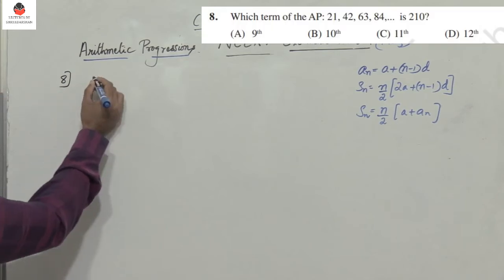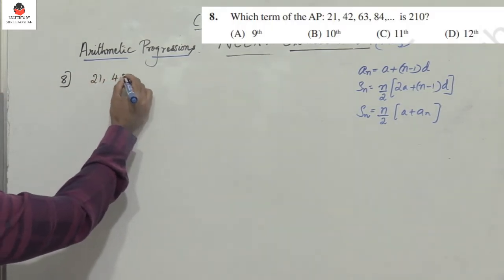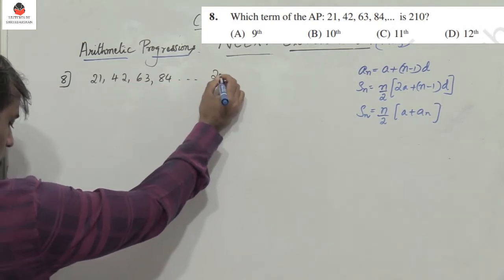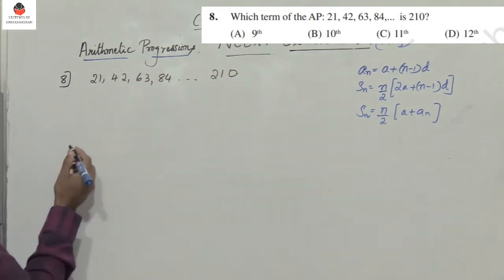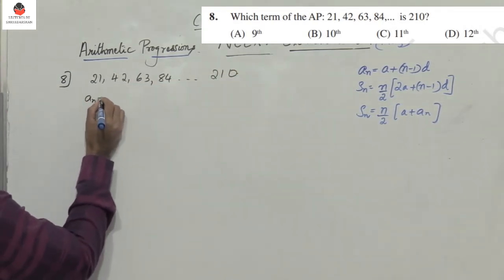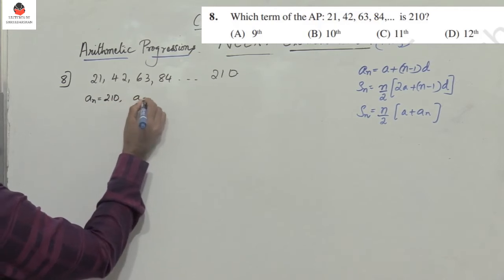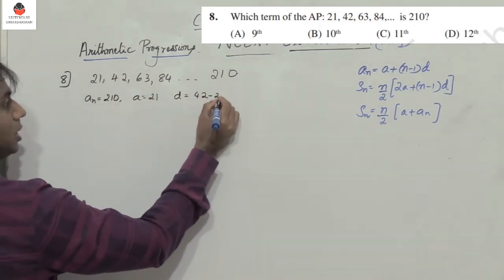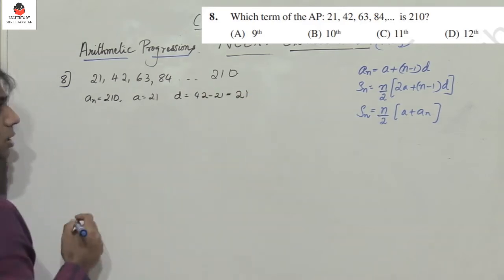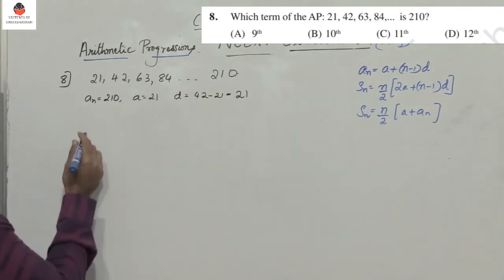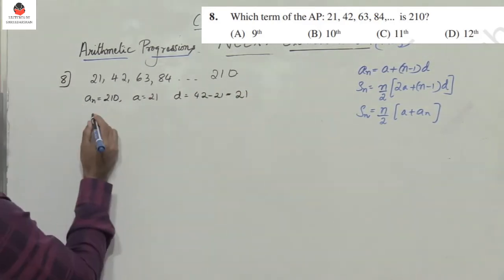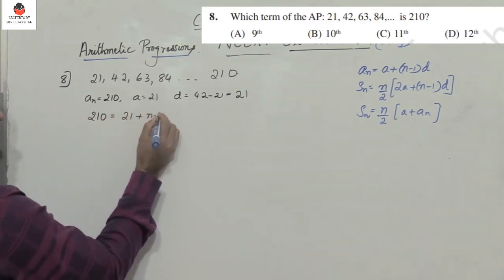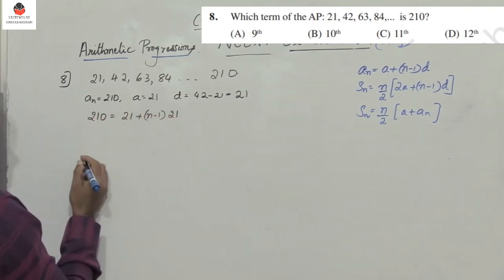Which term of the AP 21, 42, 63, 84 is 210? So AN is 210, A is 21, and D is 42 minus 21, which is again equal to 21. I need to find the value of N. So we use this formula again: AN, which is 210, equals A plus N minus 1 into 21.